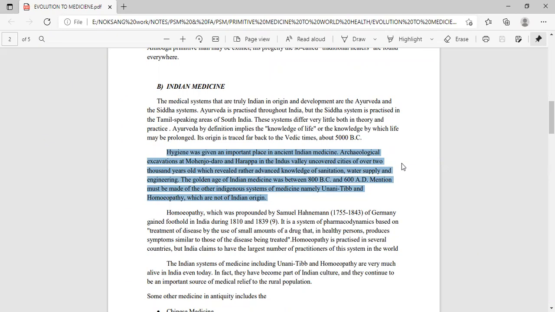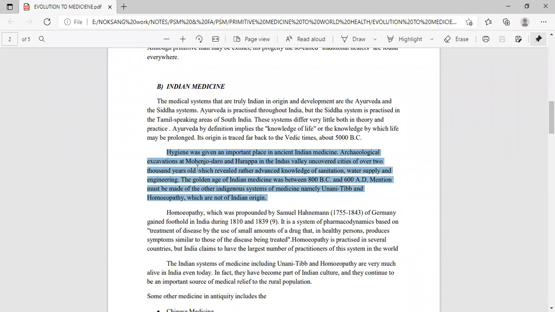So, hygiene. In Indian medicine, we have seen that hygiene was the main priority. Hygiene was given an important place in ancient Indian medicine, and the archaeological excavations. Excavations means the findings, and archaeology is the study of old things. Purani Vastu, ma'am, means old things. Okay.